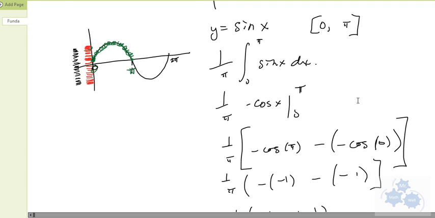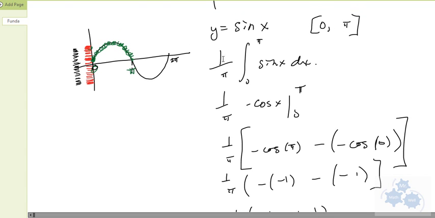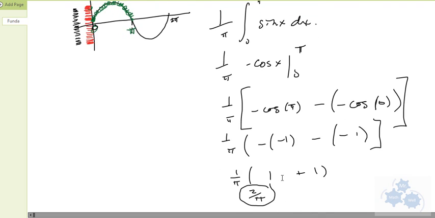Okay, so what'd you get? We have to change this to 1 over pi, I guess, right? Pi minus 0. So did you get 2 over pi? Went down? Okay. So what's 2 over pi? Well, pi is 3.14, so this is roughly 2/3, right?